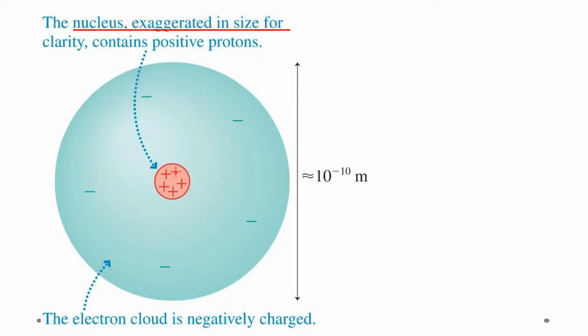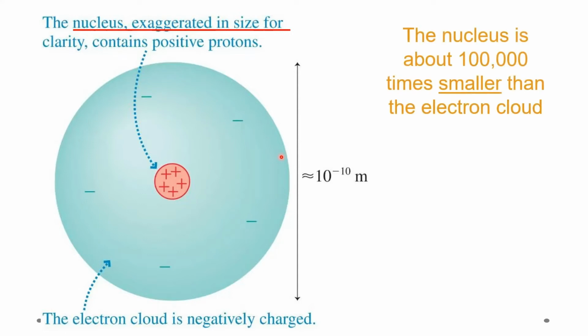The nucleus here compared to the atom, the electron cloud that they're showing here, in real life, the nucleus is about 100,000 times smaller than the electron cloud. So if I were to really show you the size of the nucleus, I would have to take this diameter and divide it by 100,000. Well, PowerPoint doesn't let me make a dot that small, so I can't actually show you. It would be such a tiny dot that you just wouldn't even notice it. That's a big difference.